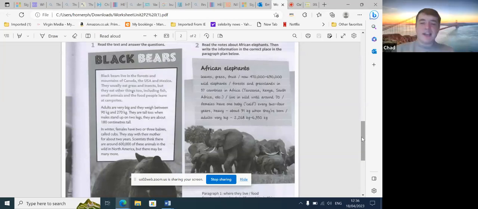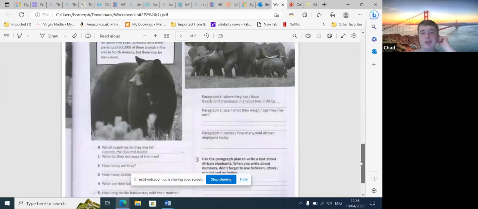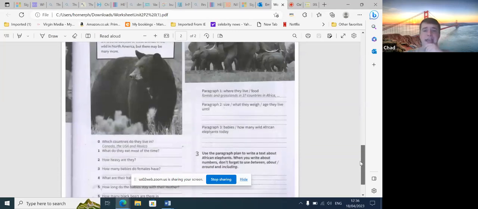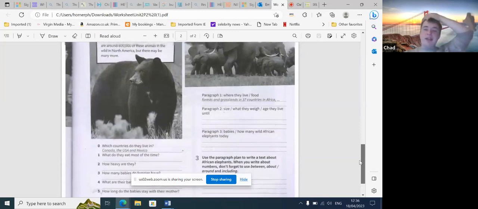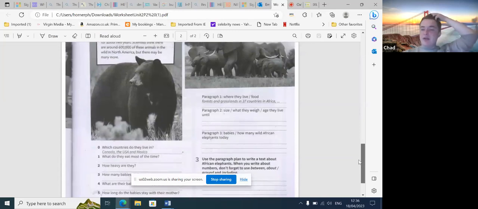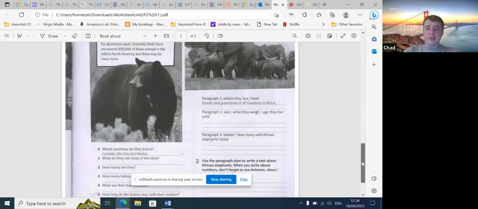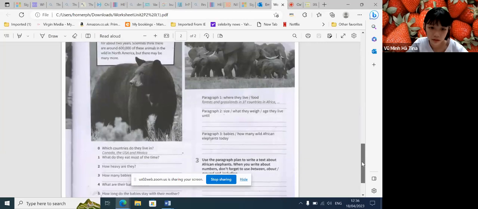Tina, this task is about getting you to use the paragraph plan to write a text about African elephants. I'm not going to get you to write a text. I'm just going to get you to tell me what you think, how you think it should go. Think out loud how the text should be, as if you were reading the text out to me, using the paragraph plan. Do you understand? Yes. Okay.